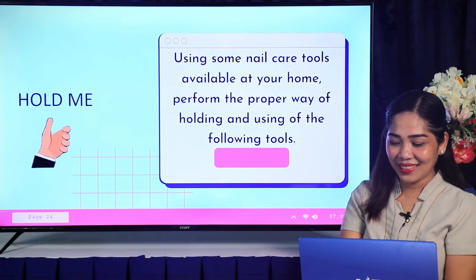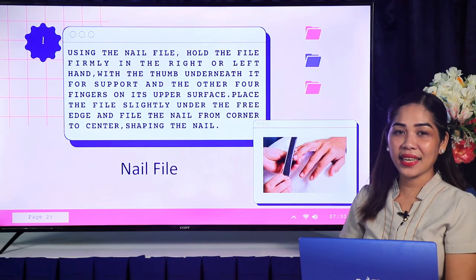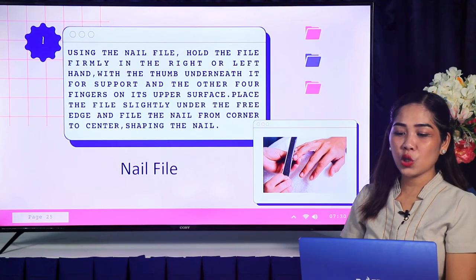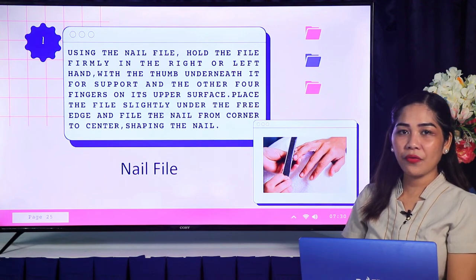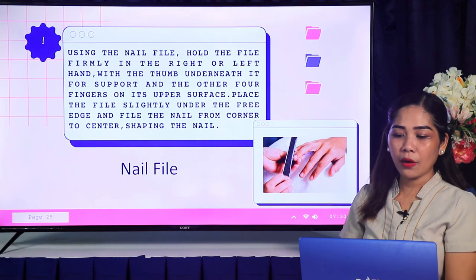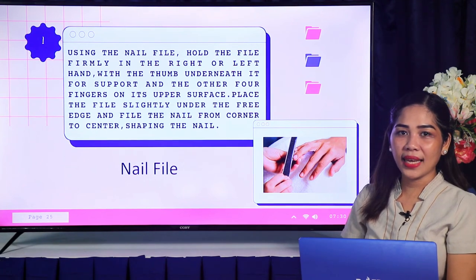Let's begin. Using the nail file, hold the file firmly in the right or left hand, as the case may be. Then, place the thumb underneath it for support and the other four fingers on its upper surface. Place the file slightly under the free edge and file the nail from corner to center. Then, continue shaping the nail.